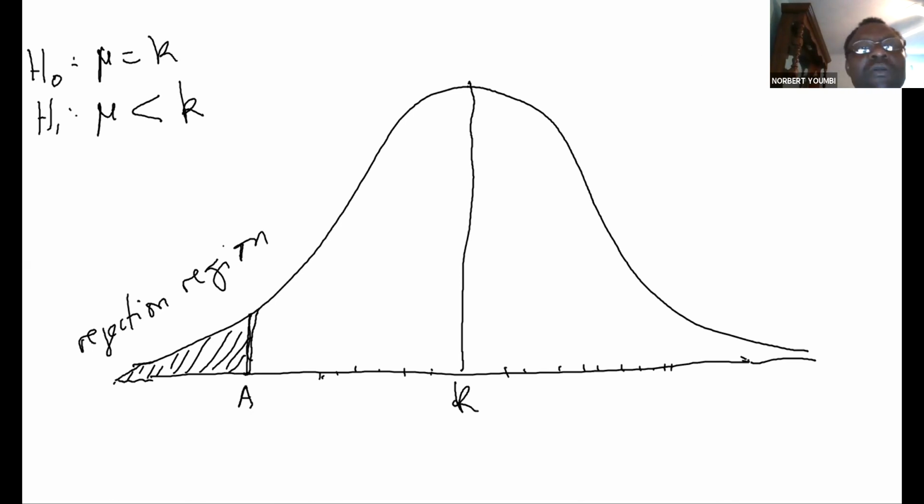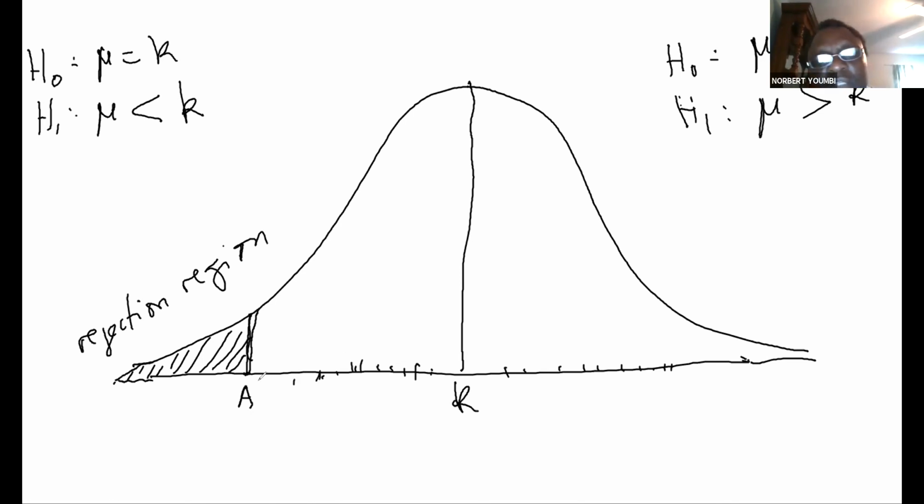Same thing would happen if it was a right-tail test. For a right-tail test, the statement is mu equals to k, and the alternative is mu is greater than k. So when we are saying that mu is greater than k, we are testing the null hypothesis, which means it is not greater than k. That means it's less than or equals to k. So if the sample value is to the left of k, it is okay.